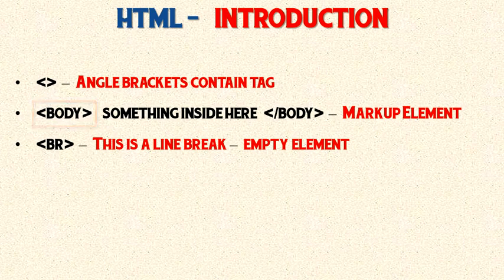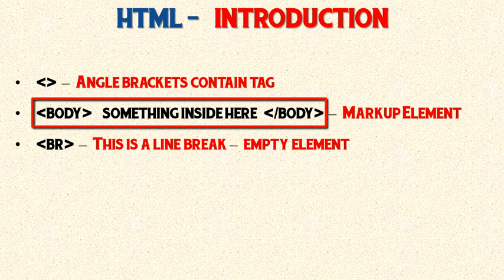So it's all about tags in HTML. And as you can see in that first bullet point, all tags have angle brackets. So in that next bullet point, this is a body tag right here with its two angle brackets. And so that by itself is a tag. Now every tag has a closing tag, which is right here. And then we put something inside those tags.